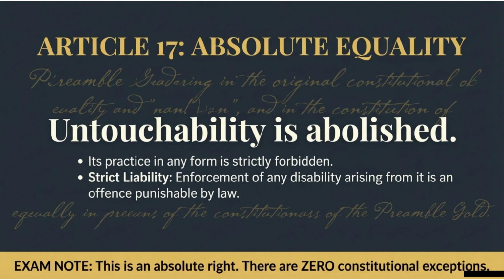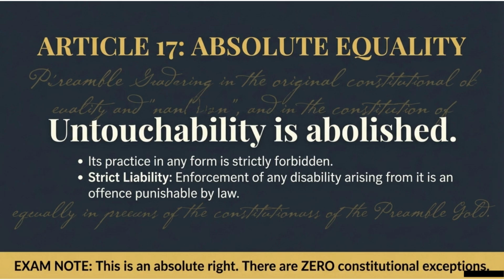Second, and this is your most important exam point, Article 17 is an absolute right. There are zero constitutional exceptions. Unlike Article 16, which has 5 explicit subclause exceptions, Article 17 has none. You cannot justify untouchability on any ground. There is no religious exception, no cultural exception, nothing.